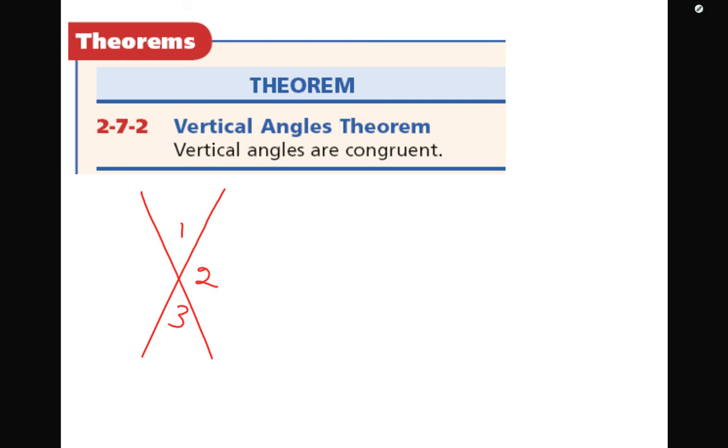We know that they are supplementary. Supplementary means they add to be 180, excuse me. So measure of angle 1 plus measure of angle 2 is 180 degrees. Also, if I do the same thinking process for angle 2 and angle 3, they will add to be 180 degrees.